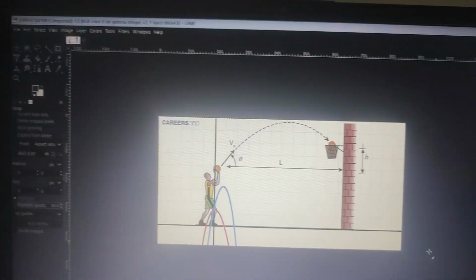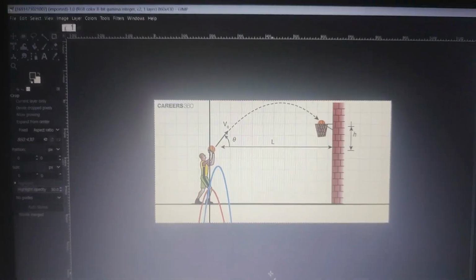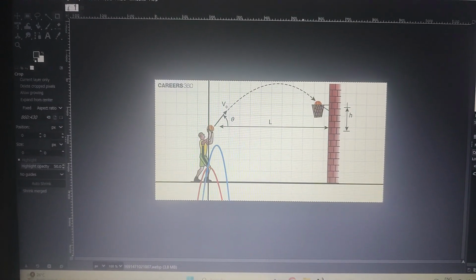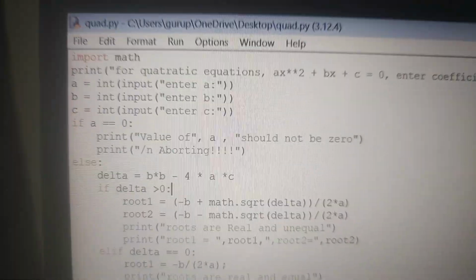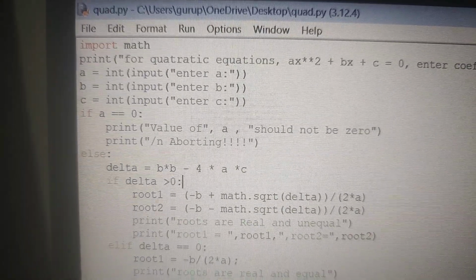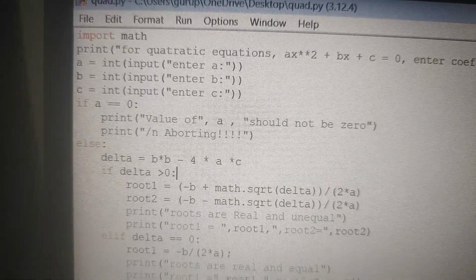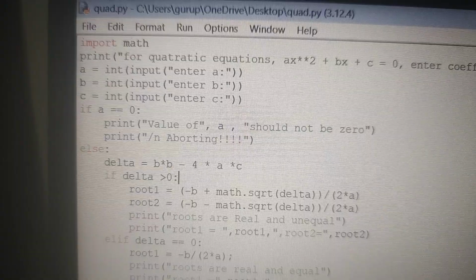Let me explain how to write the Python code for this quadratic equation. Initially, I imported the math package. This package we have to import to find the square root of delta.